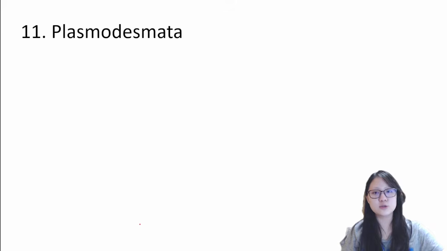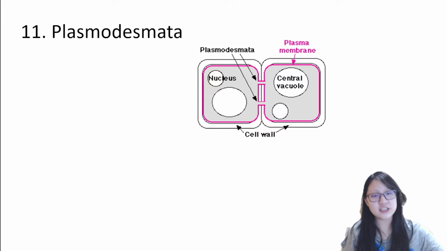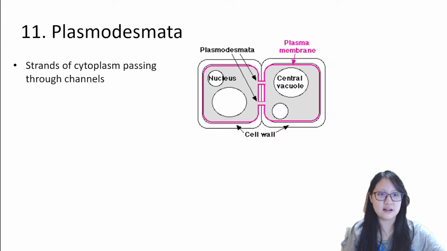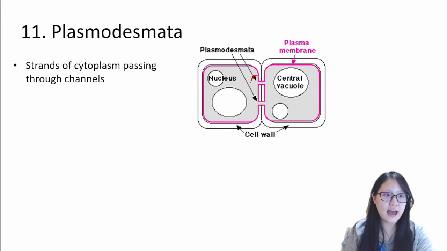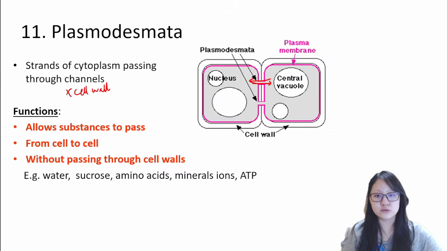Let's move on to the next one, which is plasmodesmata. Plasmodesmata is again a feature that is unique to plant cells. They are strands of cytoplasm passing through channels at the plasmodesmata, and at these regions there is very little or no cell wall, and the cytoplasms are connected, so substances can pass in and out freely from cell to cell.